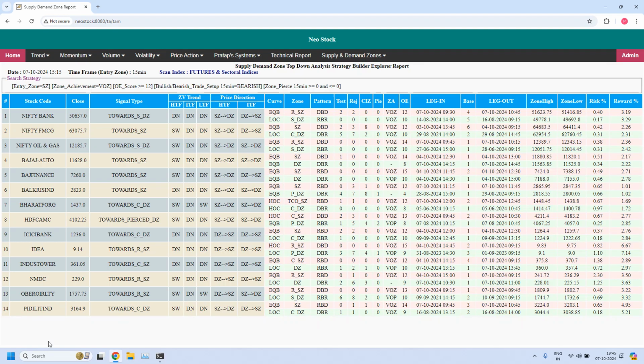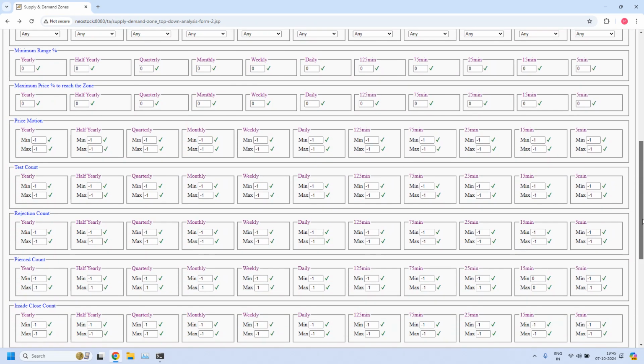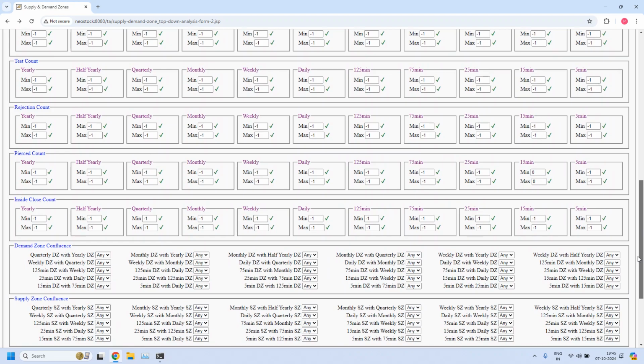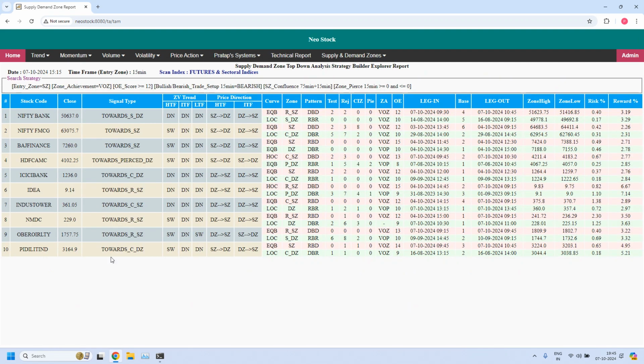That means 15 minute supply zone should be part of 75 minute supply zone. So in the supply zone confluence, I am enabling the filter 15 minute supply zone with 75 minute supply zone. Filter is enabled. Now let's verify. Oh, 10 stocks. All these 10 stocks are having ITF confluence. That means 15 minute supply zone is part of the 75 minute supply zone.